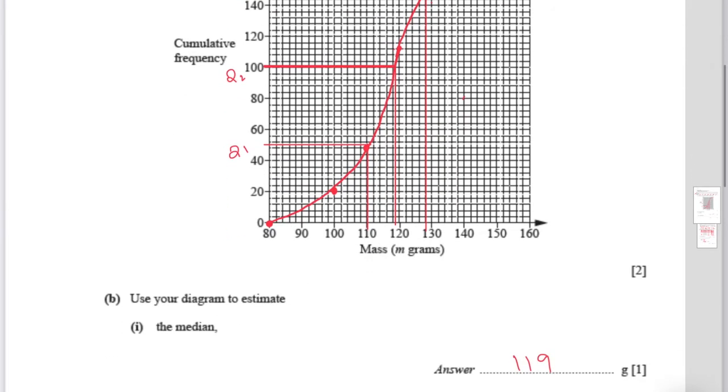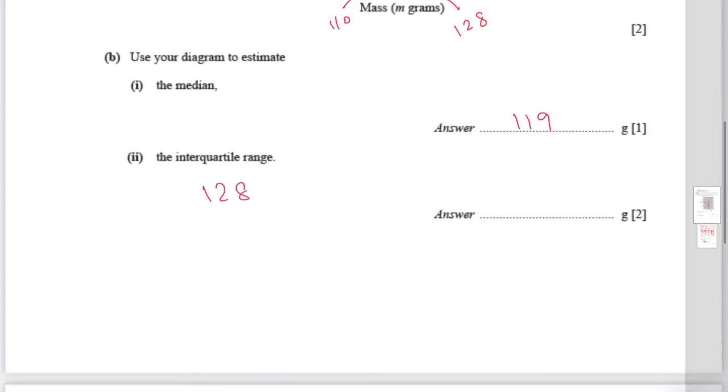So Q3 ends up at, what's the value over here? It is 2468, so 128, and over here it is 110. Okay, so we subtract 110 from 128 and we get 18. So 18 is your interquartile range.